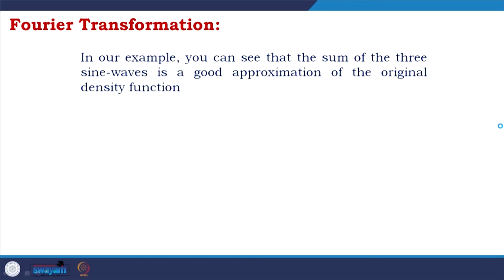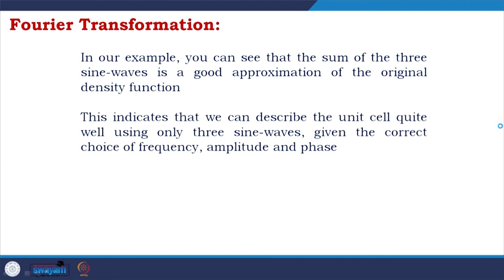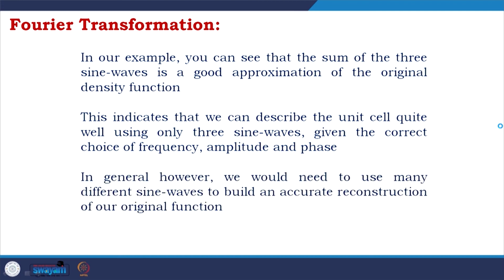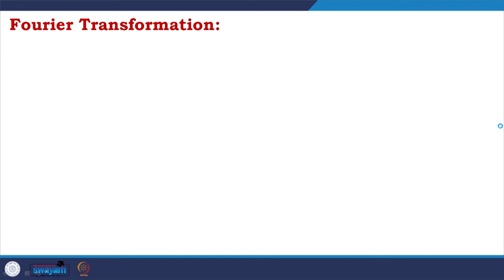So, in our example you can see that the sum of the 3 sine waves is a good approximation of the original density function. This indicates that we can describe the unit cell quite well using only 3 sine waves, given the correct choice of frequency, amplitude and phase. But in general we would need to use many different sine waves to build an accurate reconstruction of our original function. As we said, we have taken a simple model.